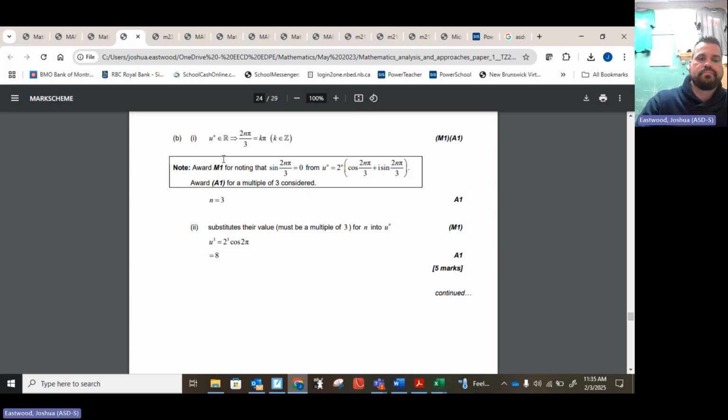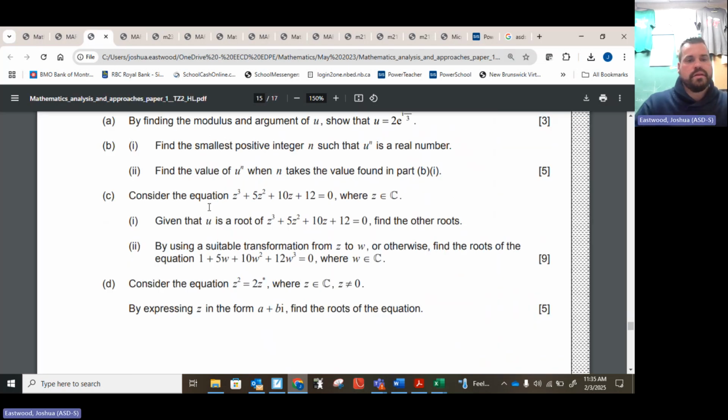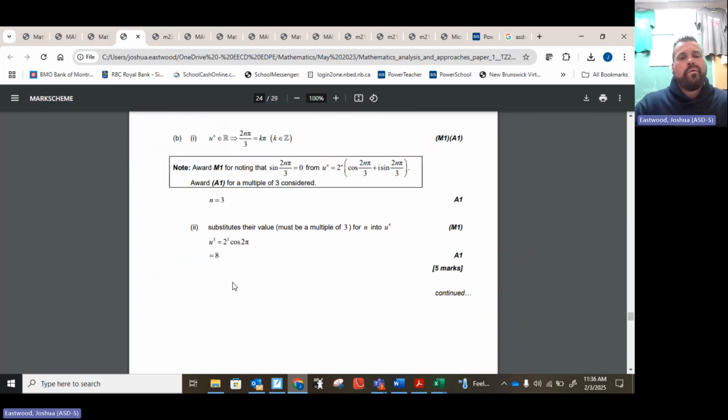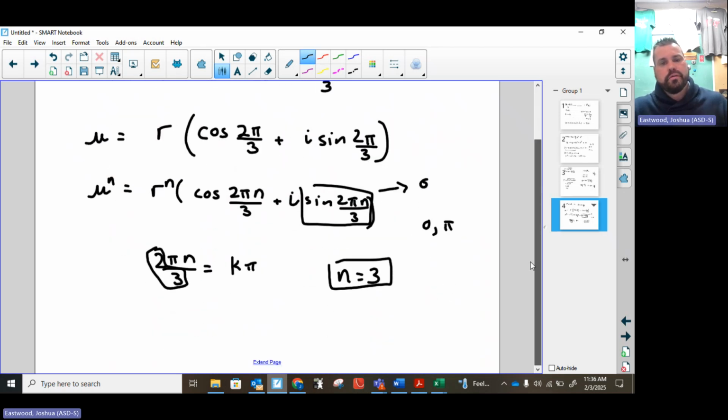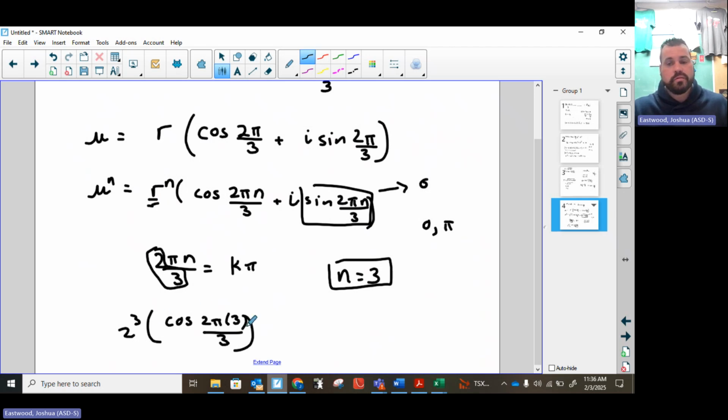Okay, the second part of this then says find the value of u^n when n takes that value. So now what we're doing is we're plugging in that 2π, taking the cosine of 2π, and multiplying it by 2 cubed. And that comes from this part of my complex number. So I'm just now in that second part saying, okay, if I jump down here, what is cosine of 2π times 3 divided by 3, and then times 2 cubed? Because our r value is 2 from the previous part of the question.